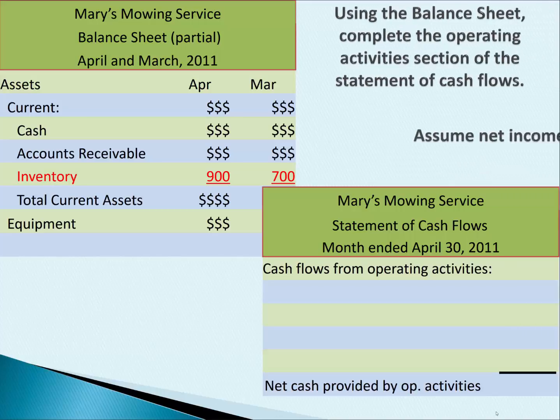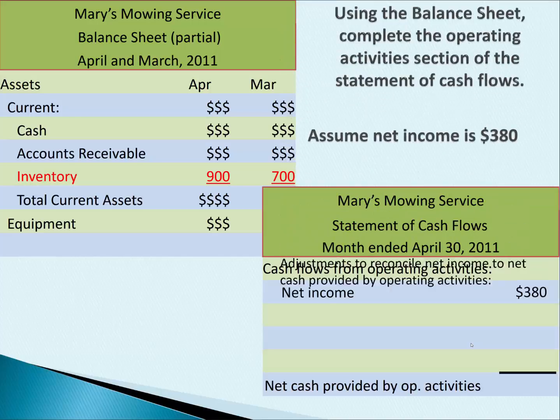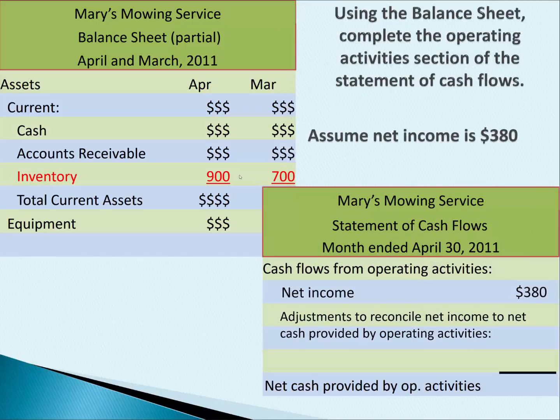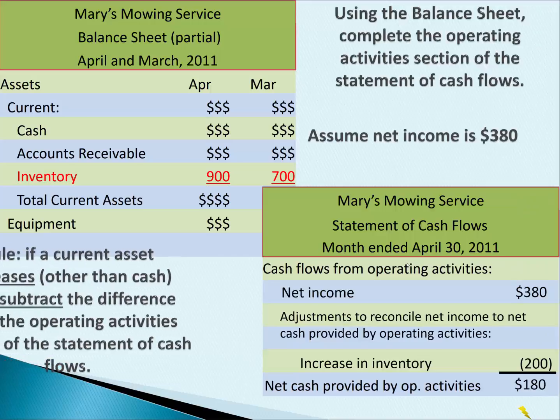So we're going to use that partial balance sheet, and we're going to assume there's a net income of $380 and do another statement of cash flows for Mary's mowing service. So net income is always at the beginning because it approximates operating cash flows. And now, remember, her inventory went up by $200. So if inventory goes up, do we add that or subtract that? Well, if inventory went up, then cash must have gone down. So we subtract it. So net cash provided by operating activities was a positive $180.